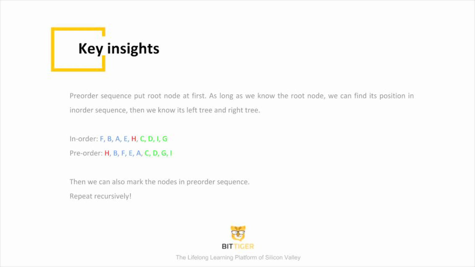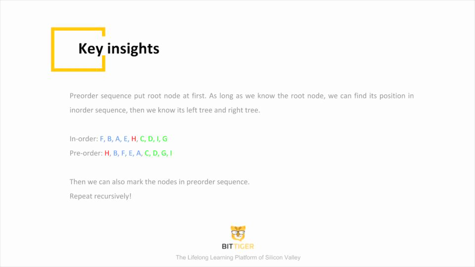Then we can also mark these nodes in pre-order sequence. There are 9 nodes in sequence and H is at position 5, which means there are 4 nodes in the left tree and 4 nodes in the right tree. So in pre-order sequence, the next 4 nodes following H are in the left tree, then the next 4 nodes are in the right tree.